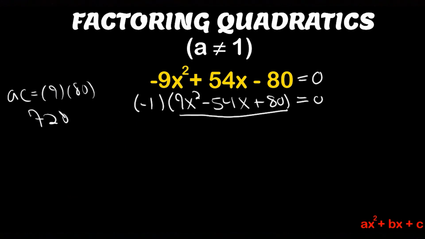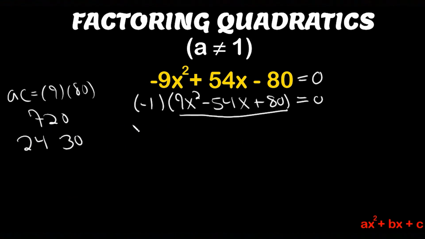So now I need 2 numbers that, when I multiply, will give me 720, but add up to -54. And again, this is not very obvious. You're going to need a calculator. But when you're using your calculator and you start dividing out numbers, so again, start with 720 and start dividing out numbers, you should come up with 24 and 30. So I'm going to write 24 and 30. When I multiply them, I do get 720. When I add them, I get positive 54, not negative 54.